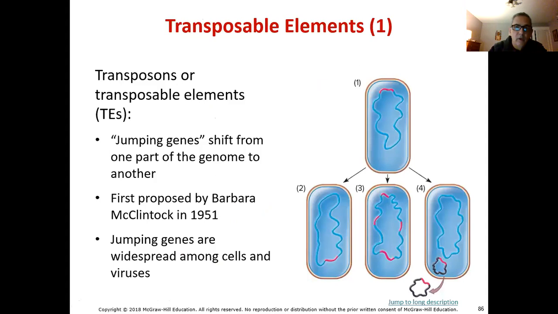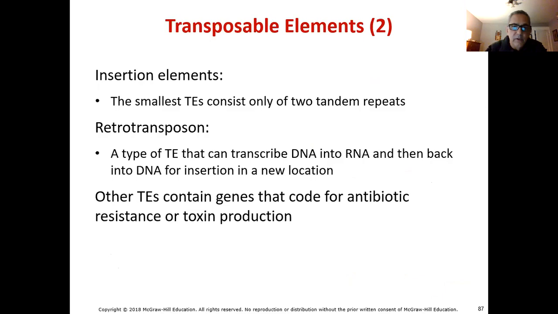There are also other elements called transposable elements or jumping genes. These are genes that can come off the chromosome and reinsert in a different space. They can replicate. Barbara McClintock discovered this in 1951. Jumping genes are widespread among cells and viruses. Transposable elements have insertion elements that allow them to insert into another site on the chromosome.